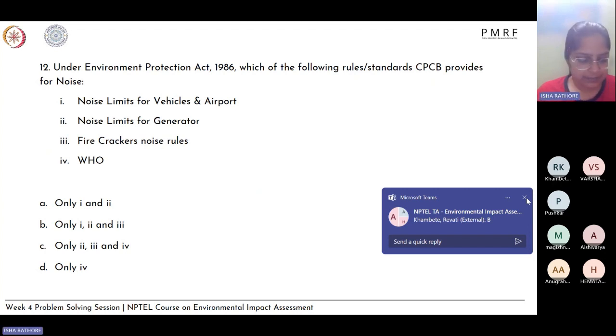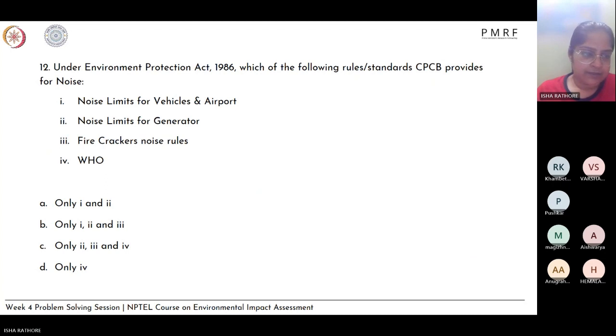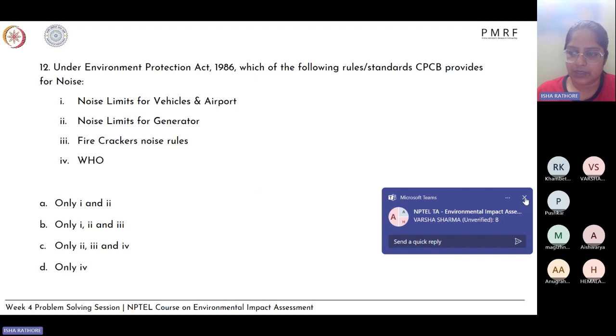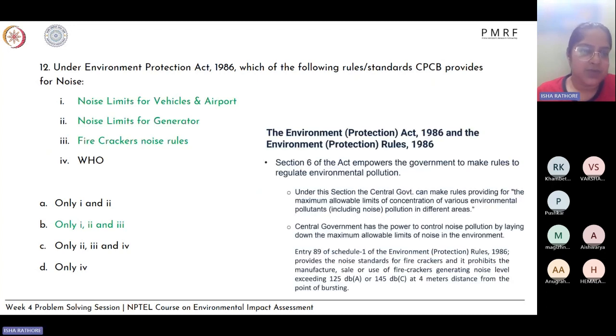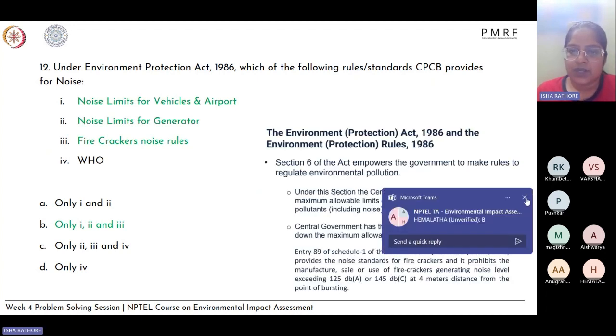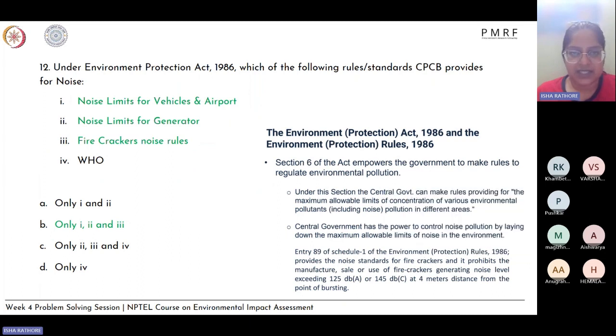Okay, B is the correct answer. Under the Environment Protection Act 1986 and the Environmental Protection Rules of 1986, the CPCB follows rules or standards and provides support for noise limits for vehicles and airport, noise limits for generator, and firecracker noise rules. So 1, 2, and 3 are the correct answers. So B is the correct option.